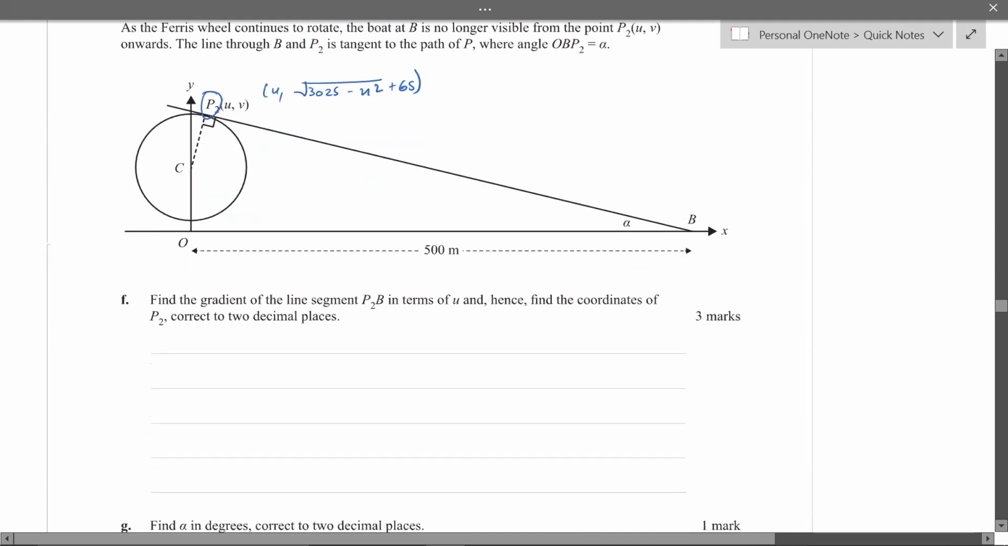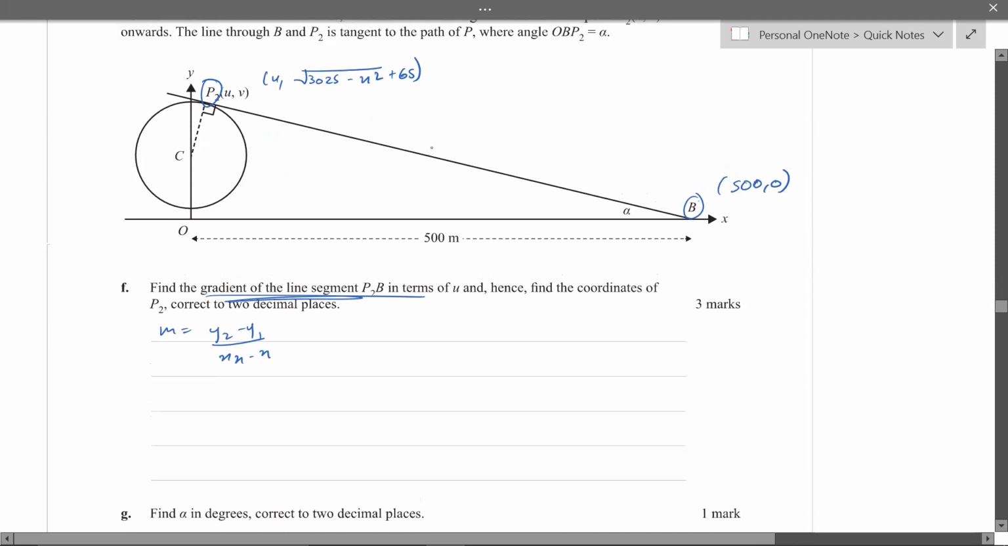So to find the gradient of the line segment, we know B is 500, 0. You can just do m equals y2 minus y1 on x2 minus x1. You can choose either point, but make sure your answer is negative, because you can see the slope is going down this way, not this way, so it's negative. I chose the higher point just because it was easier. So root 3025 minus u squared plus 65 on u minus 500. And you can tell this is going to be negative because u is less than 500, so this will be negative.